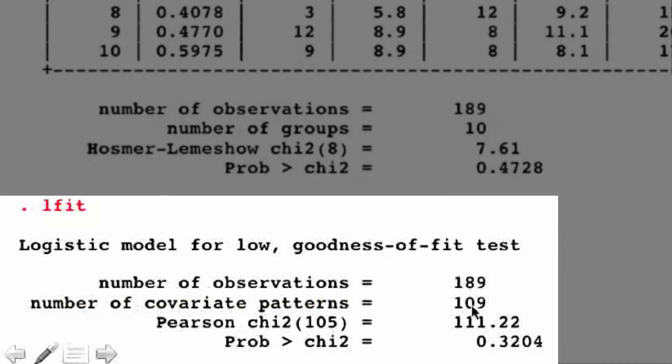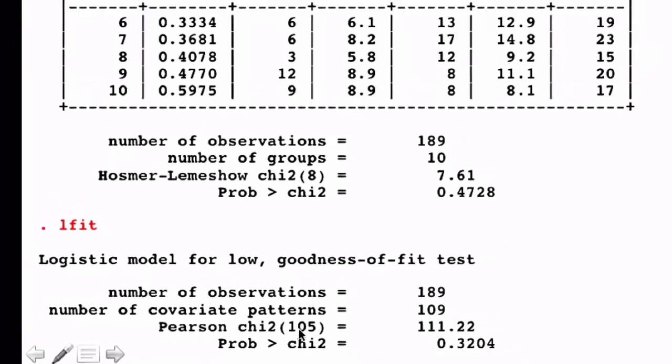So it wasn't like Systat thought there were 189 covariate patterns and it made a separate column for each person. But in fact, there are only 109 distinct covariate patterns in these data. And so when it does the Pearson chi-square statistic, it knows that there's only 105 degrees of freedom. Only is not a small number. It's a huge number. And so again, indicating that the Pearson chi-square statistic would not be a valid way of assessing model performance.